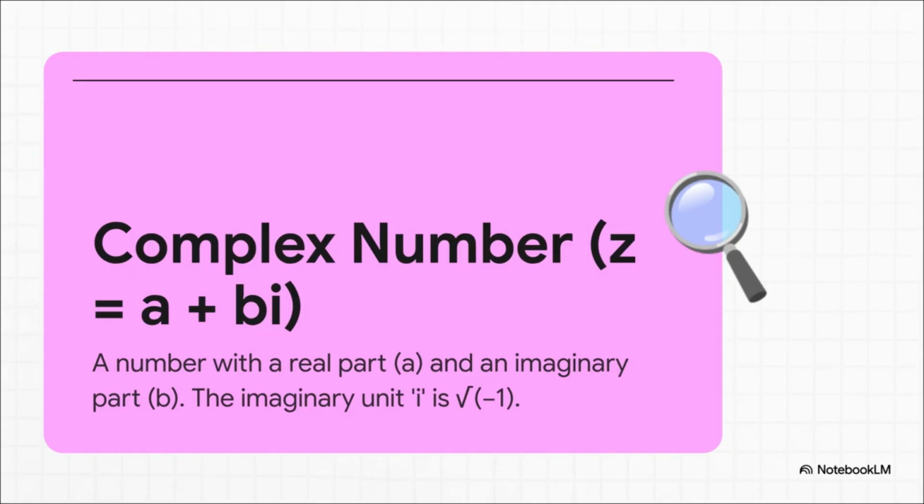So, complex numbers came about because mathematicians needed a way to deal with things like the square root of -1. So they just invented a number for it and called it i. Every complex number has a real part, a, and an imaginary part, b. And this literally opens up a whole new dimension of math for us to play in.